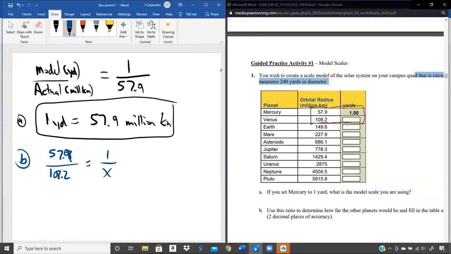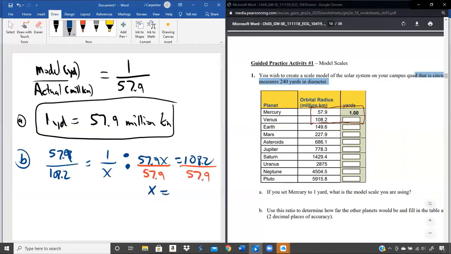And then you can cross multiply. The 57.9 would be multiplied by the x. And then the 1 times the 108.2 is 108.2. You then, to solve that, divide by 57.9. Absolutely no excuses in this course to not know how to solve that equation. You will not survive this course without knowing how to solve that. And then you pull out a calculator.